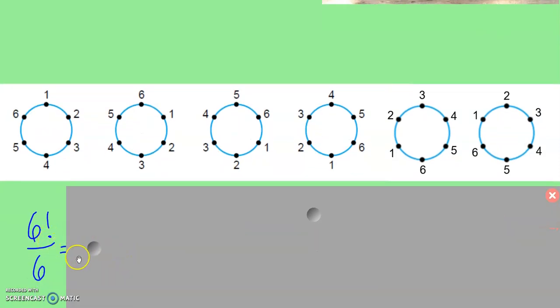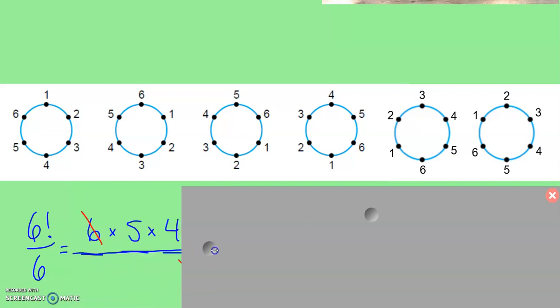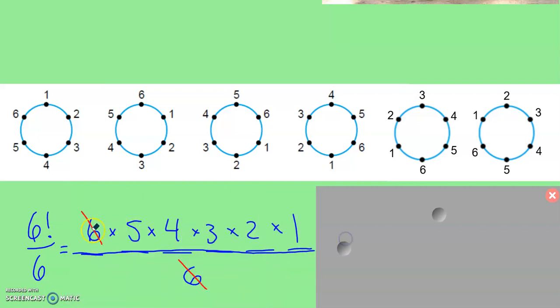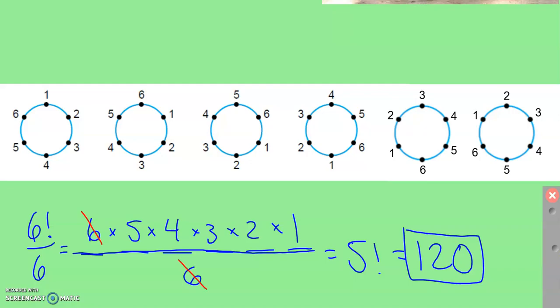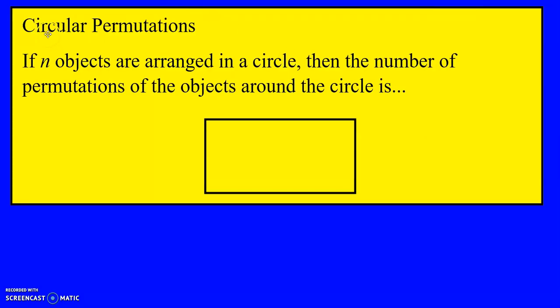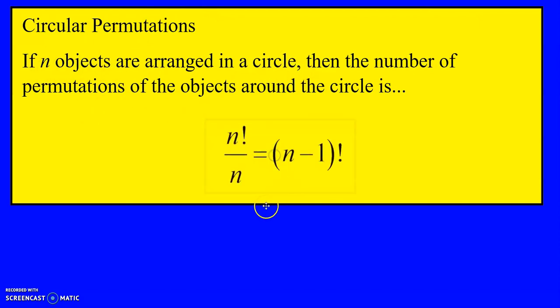So I just do 6 factorial divided by 6, which, if you write it out, that 6 will cancel with that, and you're left with 5 factorial, which is 120. So if you have a circular permutation, so you want to put n objects in a circle, then the number of permutations is n factorial over n, which you can simplify to n minus 1 factorial. So you could use either version there. They both would count the number of circular permutations.